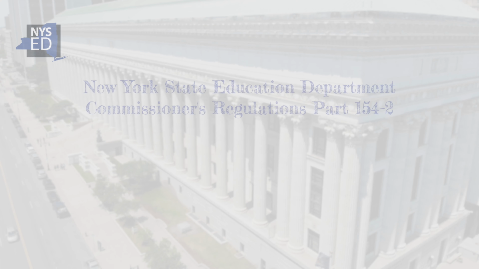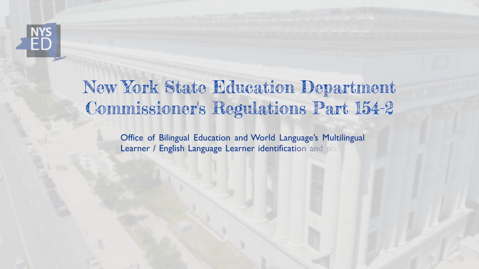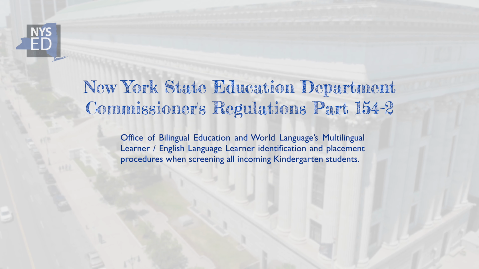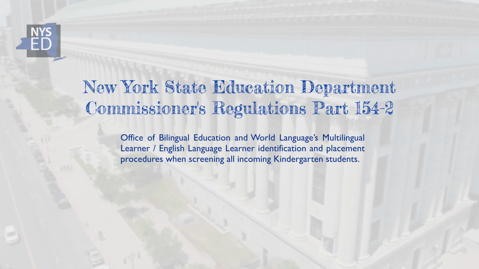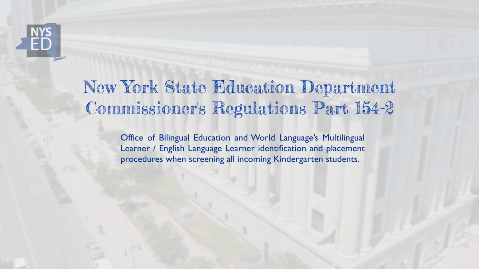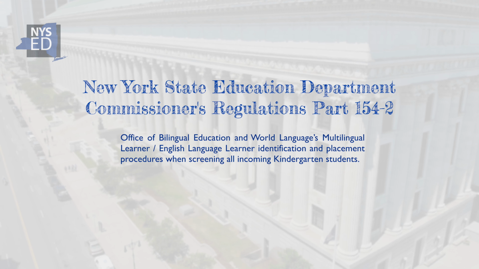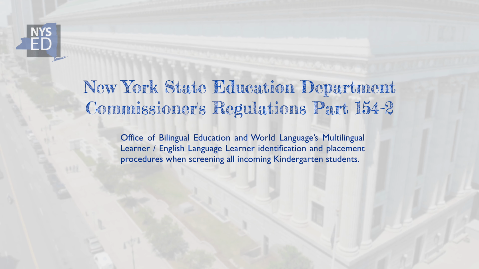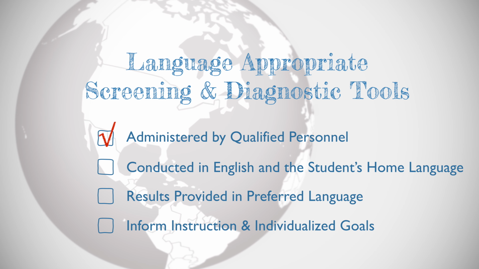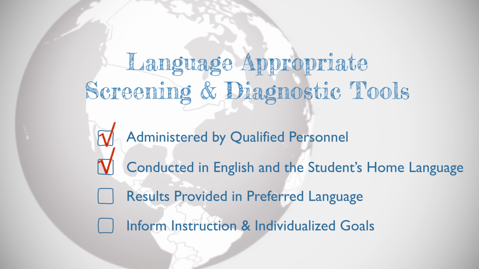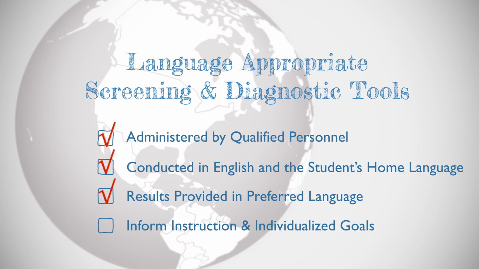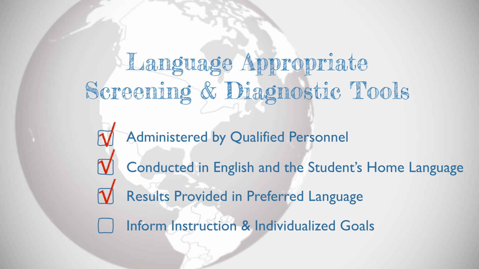The New York State Education Department's Commissioner's Regulations Part 154-2 requires the implementation of the Multilingual Learner English Language Learner Screening Identification and Placement Procedures by qualified personnel when screening all incoming kindergarten students. Language-appropriate screening and diagnostic tools are administered by qualified personnel, conducted in English and the student's home language. Results are provided to families in their indicated preferred language.